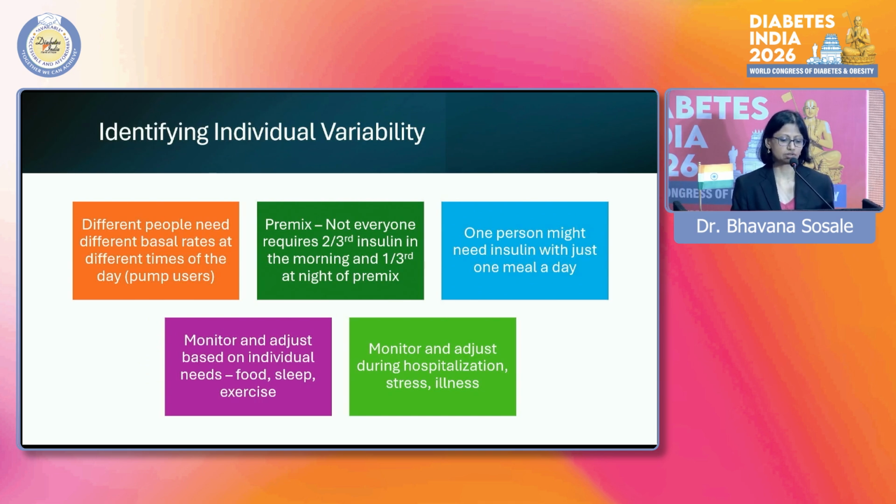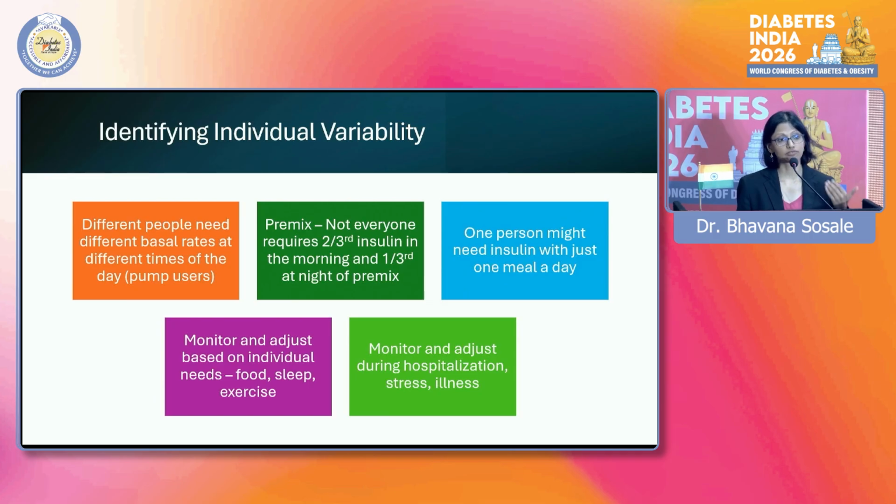Now, not everyone needs the same rate if you're using a pump. If someone's on premix, you open any textbook and it says you give 2/3 in the morning, 1/3 at night, and then go back and see how many of your patients are on that. It'll probably be none, or maybe 1 out of every 100 patients who are in that fixed proportion of 2/3, 1/3.